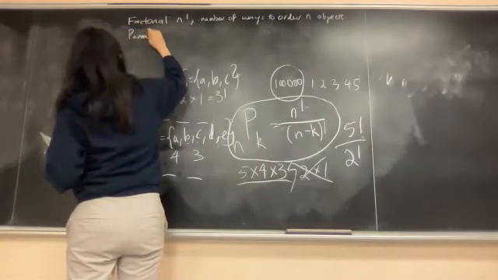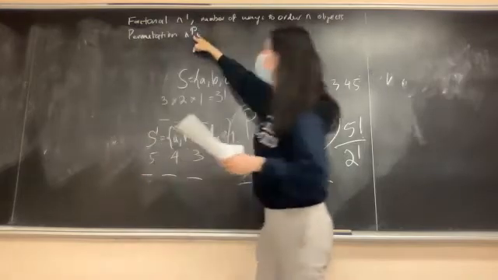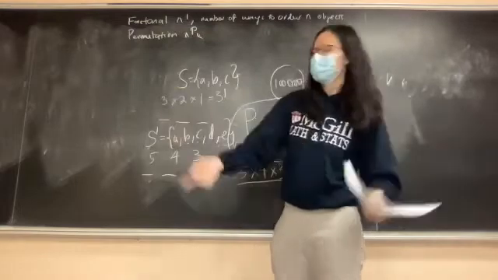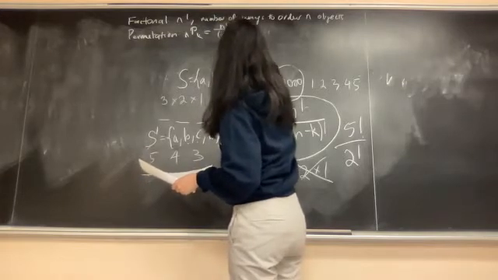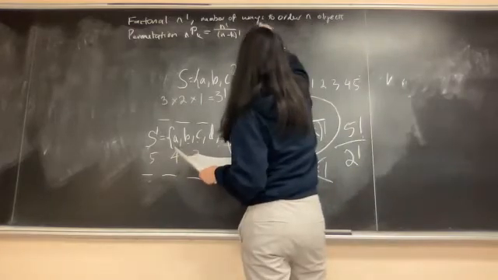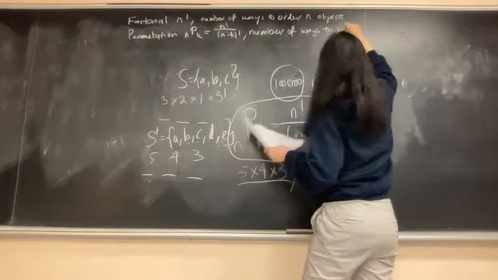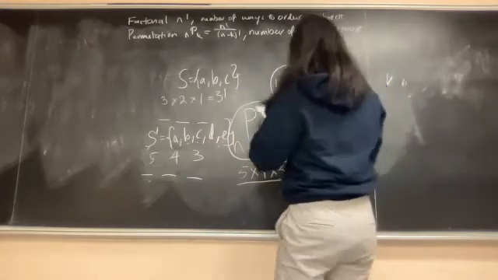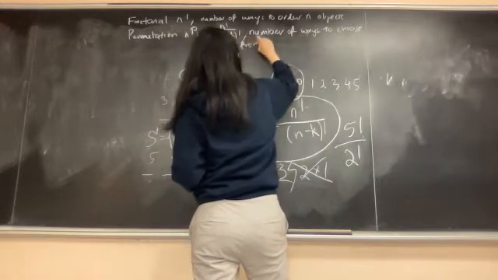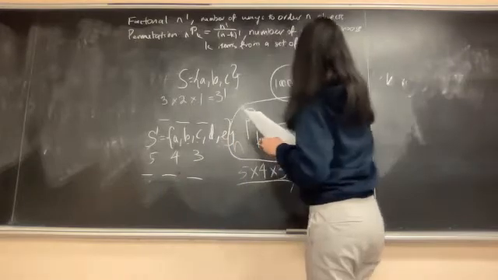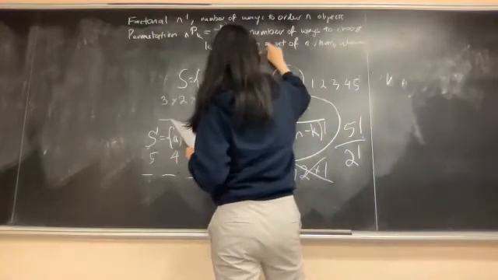So let's say permutation is nPk. P stands for permutation, so that's how you remember it. nPk equals n factorial divided by n minus k factorial, which is the number of ways to choose k items from a set of n items where order matters.